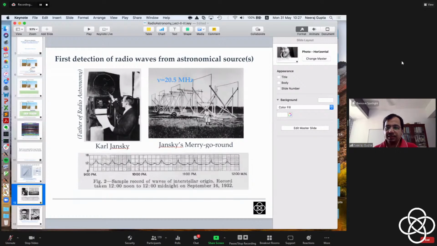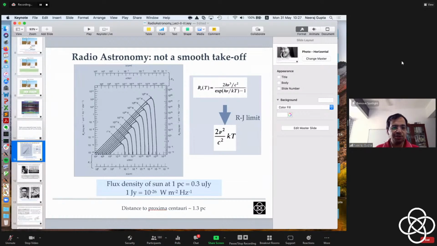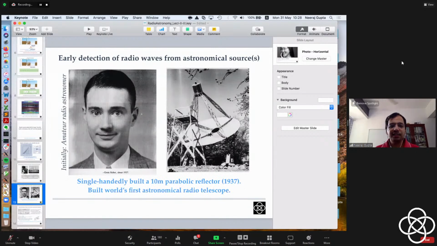But the employer decided that no, our job was to identify where the static is coming from, and we are not interested in doing astronomy with it. So Jansky was assigned to do other things, and he did no more radio astronomy after that. But the fact that he made this fantastic discovery, which led to the start of radio astronomy, in honor of this, the flux density that we measure is in units of Janskys. That's the origin of why we measure flux density at radio wavelengths in units of Jansky.